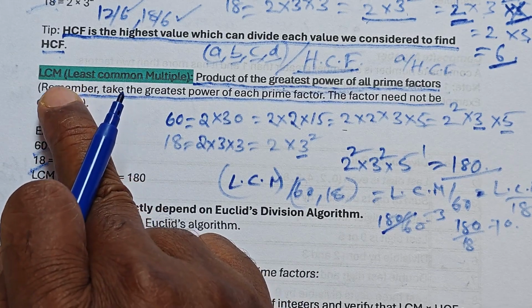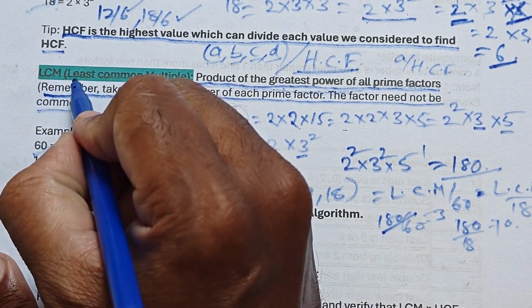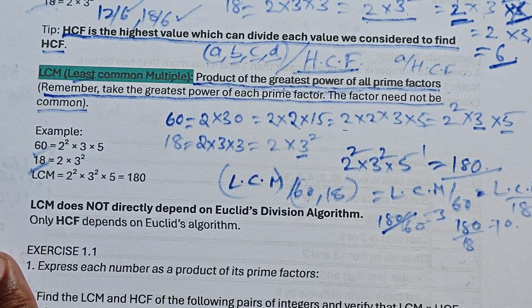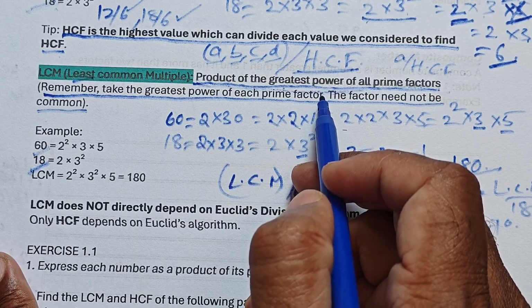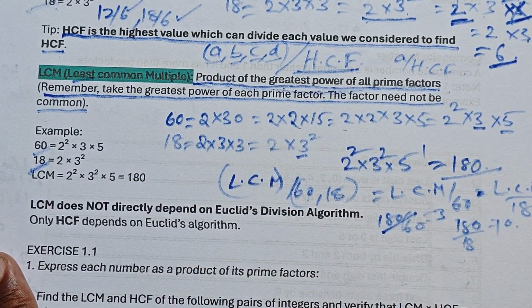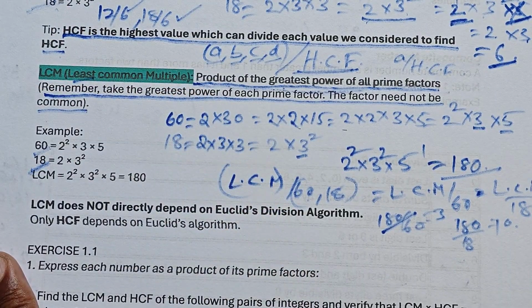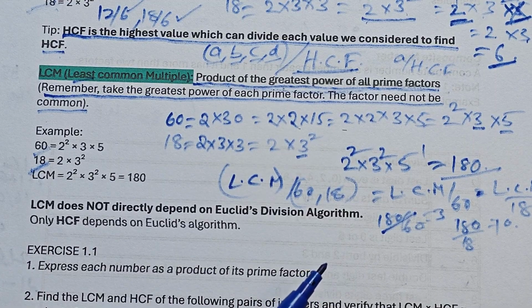In case of LCM, here the name is least common multiple, but you will find the greatest powers of the prime factors alone, not the common prime factors. In the HCF it is common, in the LCM just the prime factors, the greatest powers of the prime factors, their product is the LCM. I hope if you know these two rules, you will definitely get a question, and there is some dependency problem also we will get.